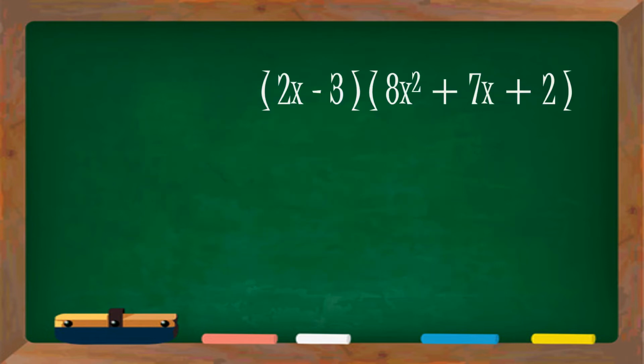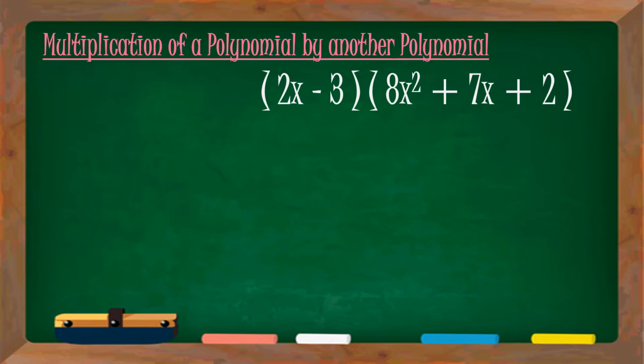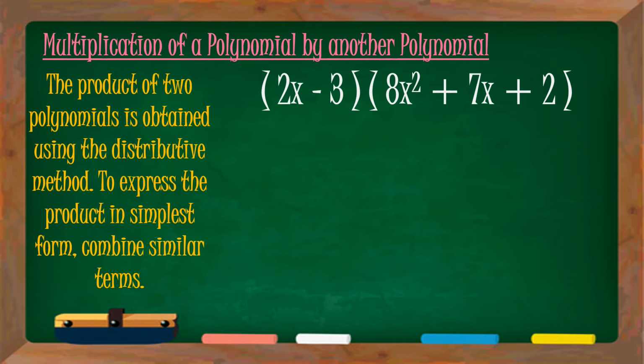Now, let's move on with multiplication of a polynomial by another polynomial. So dito, we are going to use the distributive method. So after you get the answer for using the distributive method, we will get the simplest form of our answer by combining the similar terms. So dito, yung ating unang polynomial is a binomial, 2x minus 3. Yung pangalawa naman is a trinomial, first term, second term, third term, tatlong term, so trinomial. So, binomial, trinomial. So, ang ating i-distribute is yung may konting term. So, that is 2x minus 3.